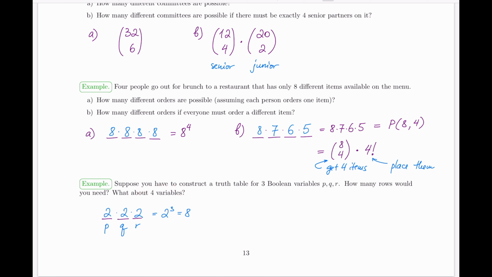What if you have 4 variables? So if I have 4 variables, 1, 2, 3, 4, the logic is going to be the same. I have 2 possibilities for my first variable, true or false, 2 for the next, 2 for the next, and 2 for the last one, 2 to the 4th. Which means that for n Boolean variables, I'm going to have 2 to the n rows. Boolean variable tables grow very quickly.